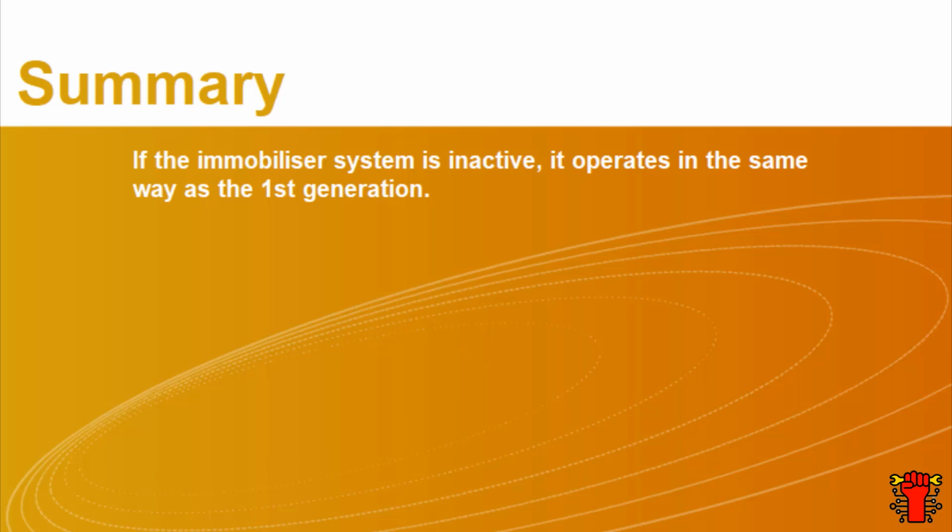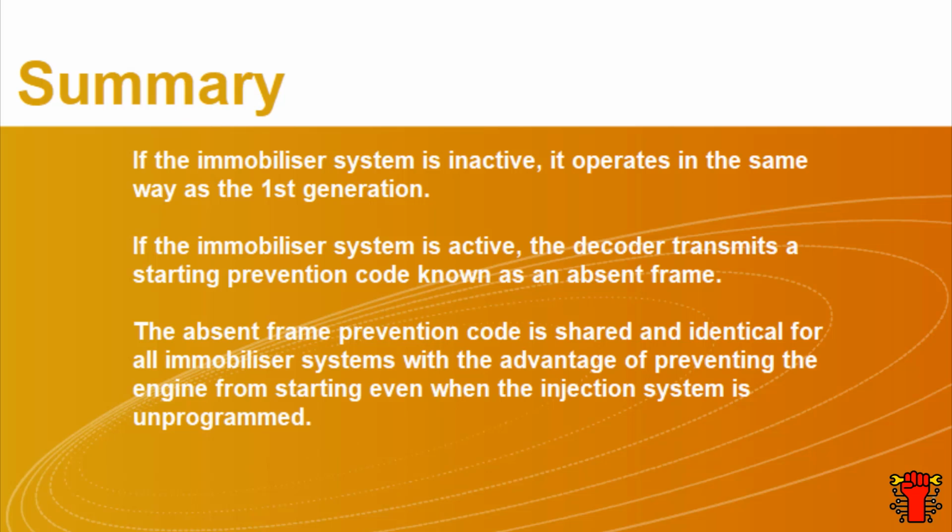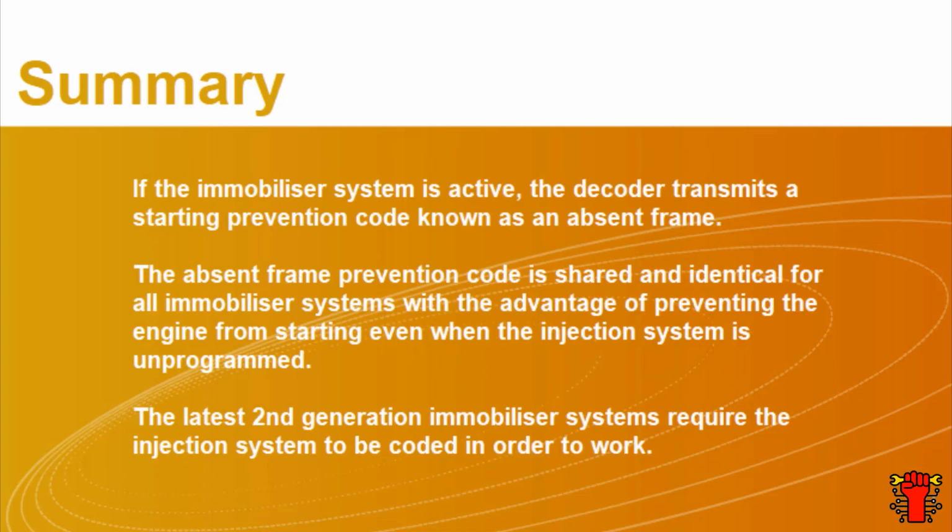In this section, we have looked at the following points. If the immobilizer system is inactive, it operates in the same way as the first generation. If the immobilizer system is active, the decoder transmits a starting prevention code known as an absent frame. The absent frame prevention code is shared and identical for all immobilizer systems, with the advantage of preventing the engine from starting even when the injection system is unprogrammed. The latest second-generation immobilizer systems require the injection system to be coded in order to work.